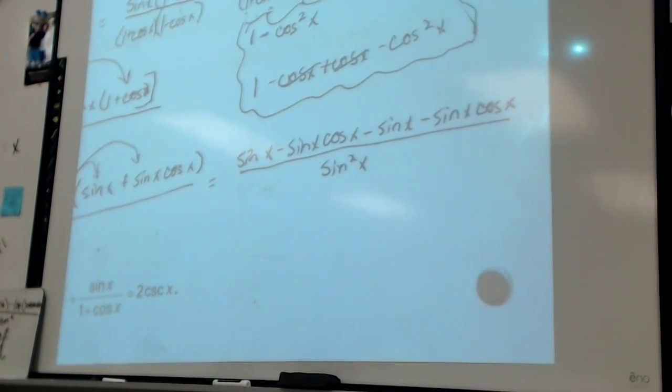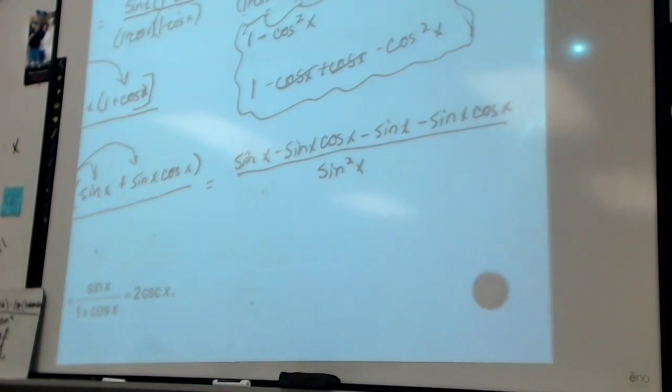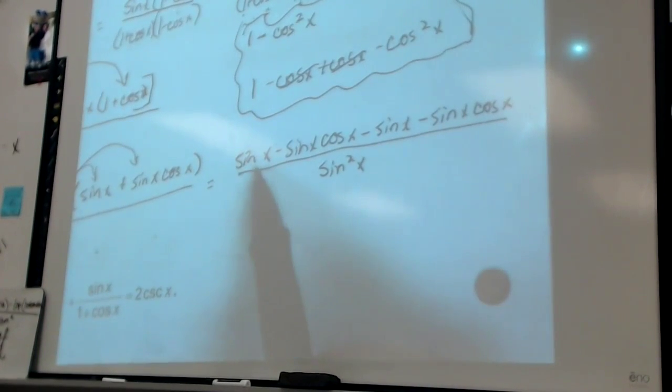Y'all with me? This is long. And basically we're doing basic algebra, but it looks a lot harder because we have all these sines and cosines and stuff in it.